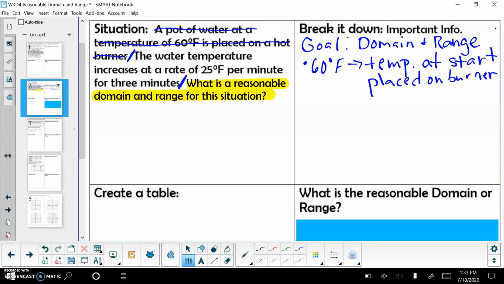Okay, second piece. The water temperature increases at a rate of 25 degrees per minute for 3 minutes. There's actually 2 important pieces of information there. The first one mentioned is the 25 degrees Fahrenheit. And again, you need to write down what that's for. And that's saying that the temperature is increasing. So I'm going to write down temperature and an arrow for increasing, and it's per minute, so then every minute.